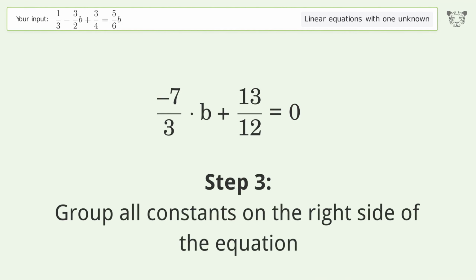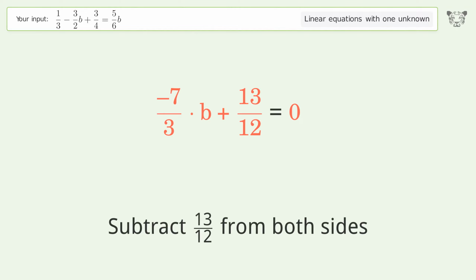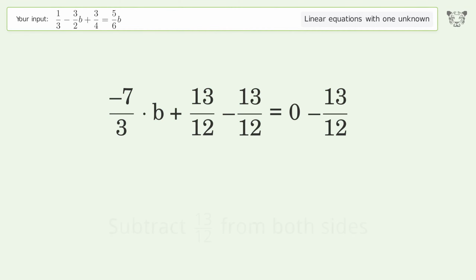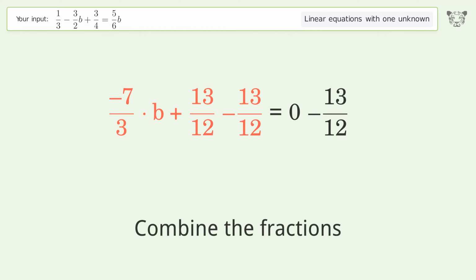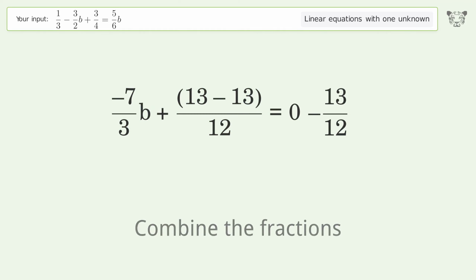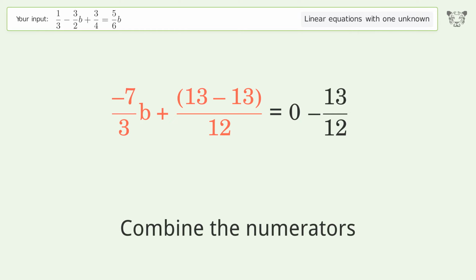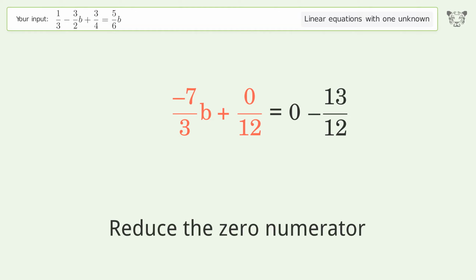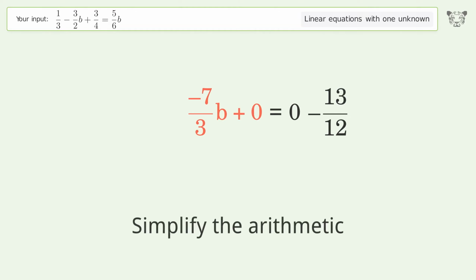Group all constants on the right side of the equation. Subtract 13/12 from both sides. Combine the fractions. Combine the numerators. Reduce the zero numerator. Simplify the arithmetic.